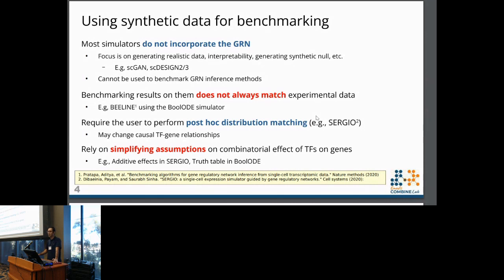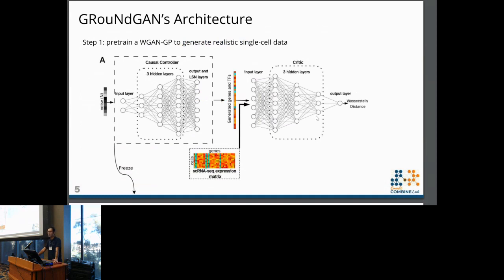So with GRouNdGAN, we wanted to have a causal implicit generative model that does not suffer from all these issues that I just talked about. The way GRouNdGAN works is through a two-step training procedure. So in the first step, we pre-train a Wasserstein GAN with gradient penalty given a reference data set to simply generate realistic looking data. And over here, the critic is trying to score how realistic its inputs are, while the generator is trying to generate cells that the critic thinks are real.